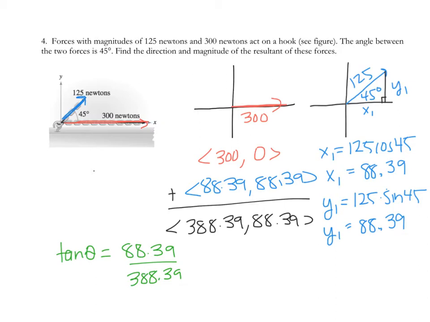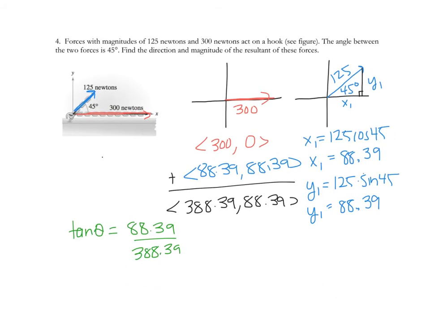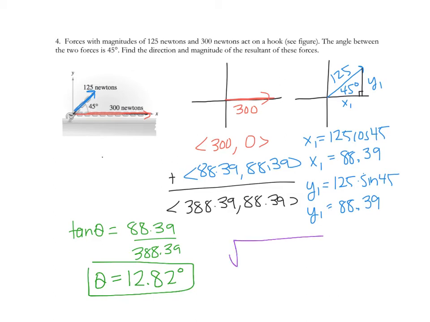So that's going to give me that theta is equal to 12.82 degrees. And then I need to also find the magnitude. The magnitude is just the Pythagorean theorem, 388.39 squared plus 88.39 squared, and just type that in your calculator. And you should get 398.32.